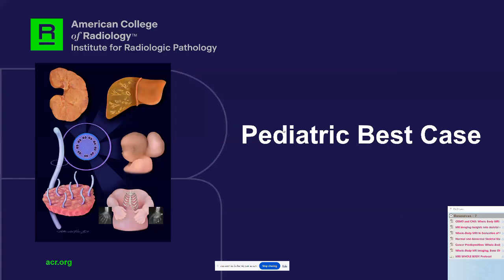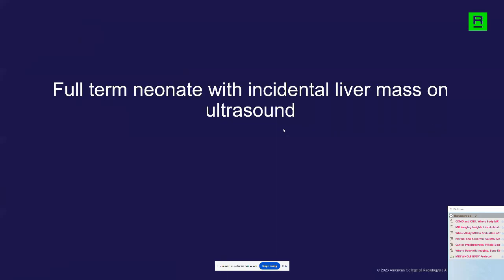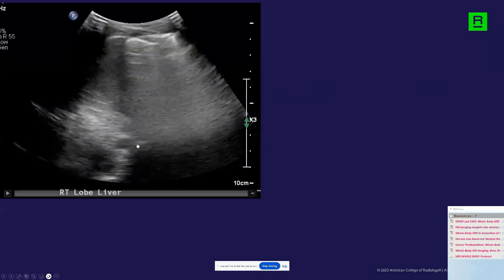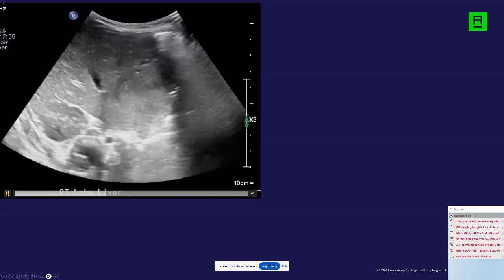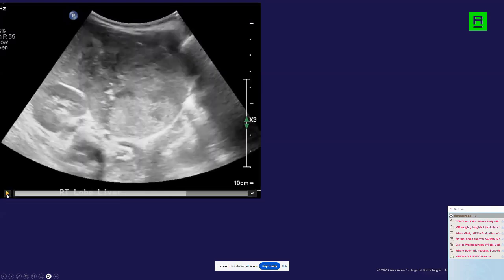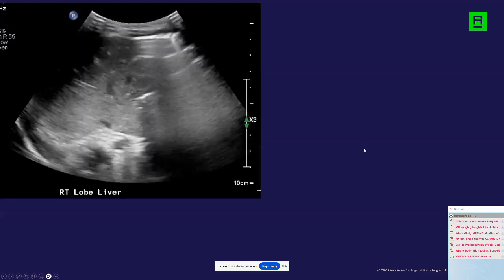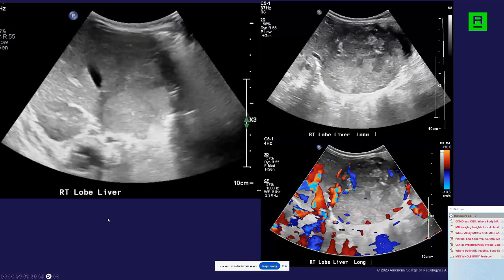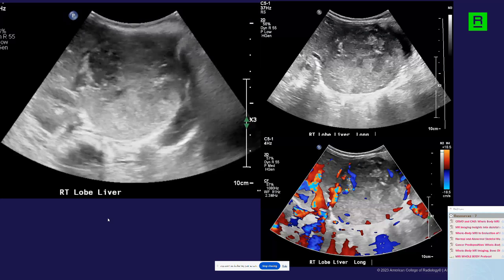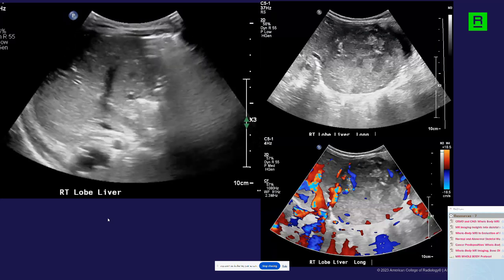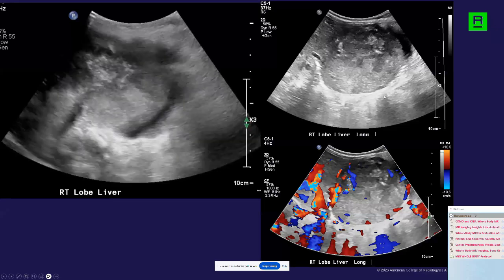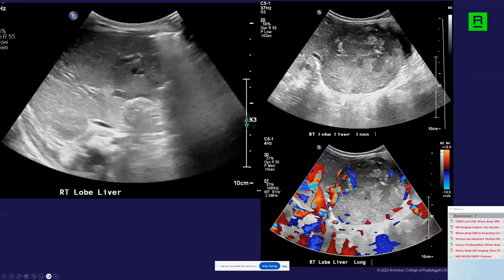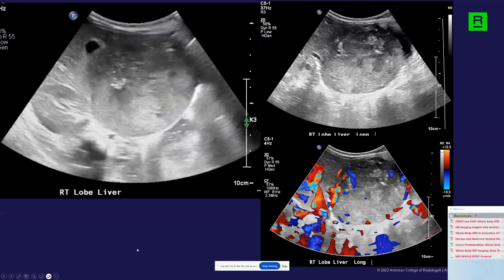Okay, thanks. This is a full-term neonate with incidental liver mass on ultrasound. So here is the ultrasound of the liver, and you can see this patient has this heterogeneous mass within the liver. I'll show you it on a couple still images as the clip goes through the right lobe of the liver. Has some significant vascularity, some prominent vessels within it, but it's heterogeneous with areas of increased echogenicity within this lesion.